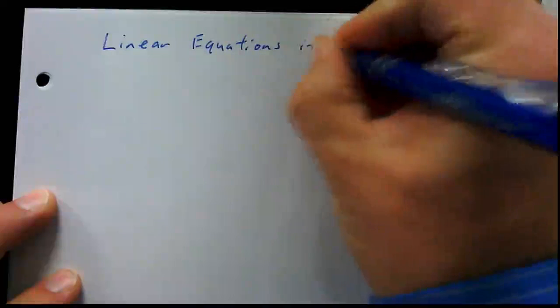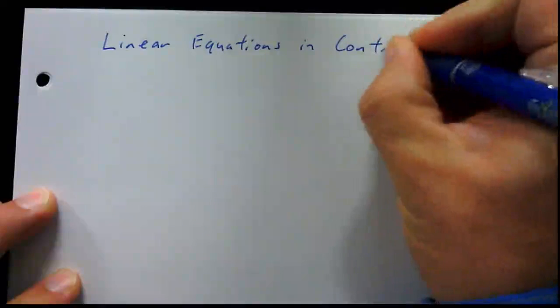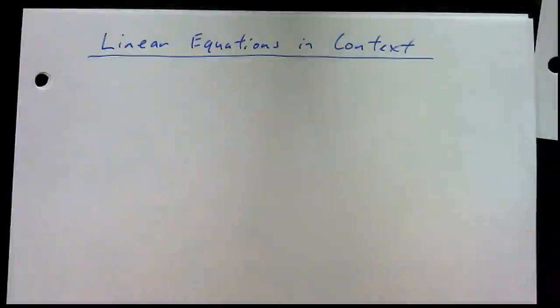So, linear equations in context. Most of what we're going to be doing in this section does require a little bit of word problems. Now, in order to do some of this, we have to have some background knowledge about some equations. A lot of times, a word problem will represent data using one of the most basic formats for a linear equation, which is slope-intercept form.